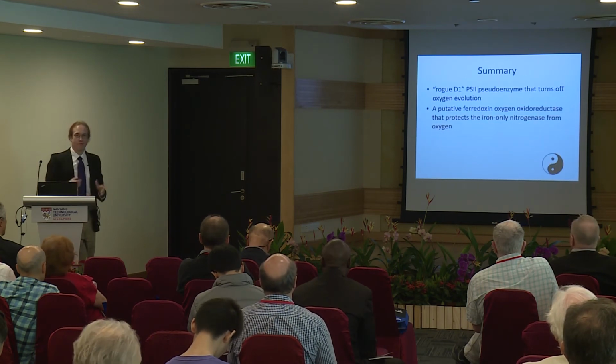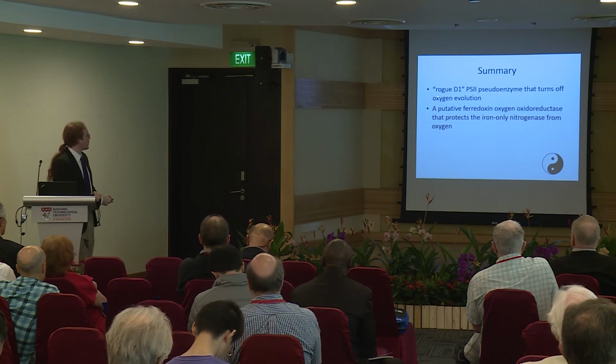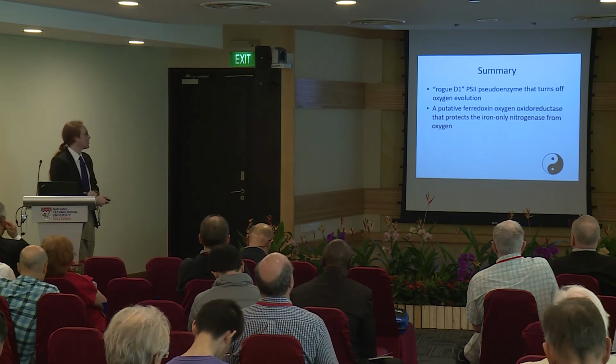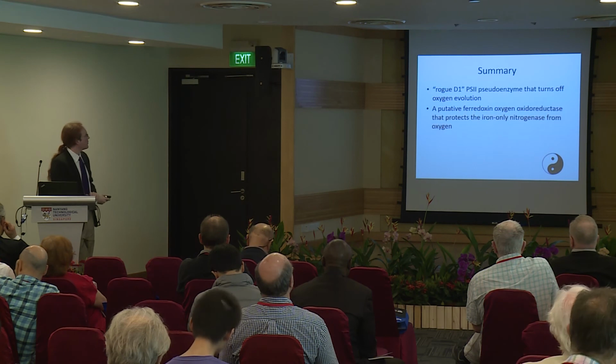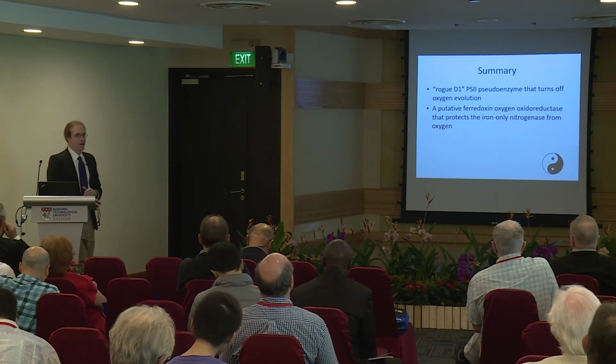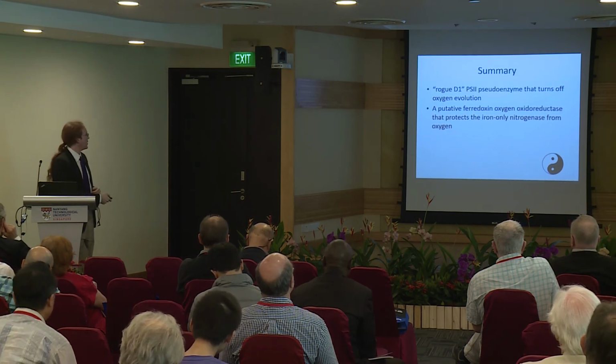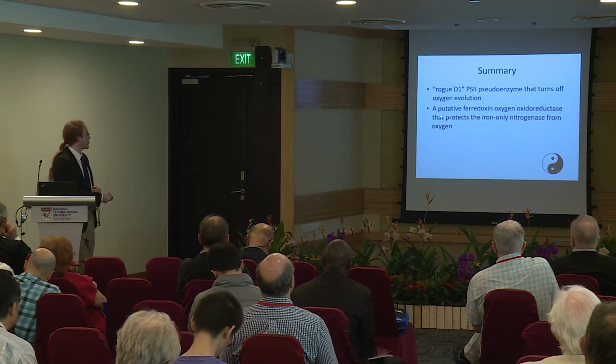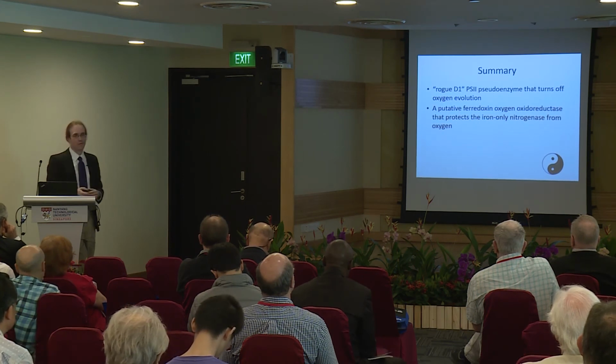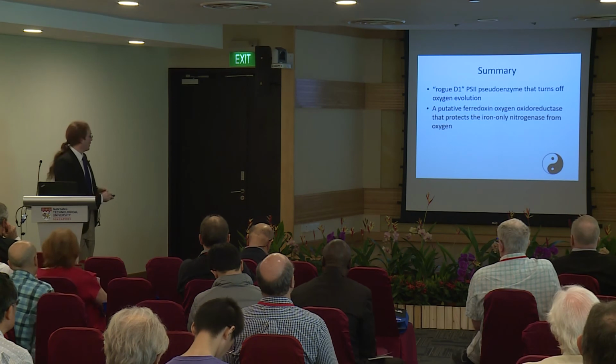Okay, so I've reached the end. So the summary: I told you about the ROGD1, which is a photosystem 2 pseudoenzyme that we think turns off oxygen evolution. And I told you about nitrogenase and an oxygen reductase that we found that protects the iron-only nitrogenase from oxygen. Okay, thank you.